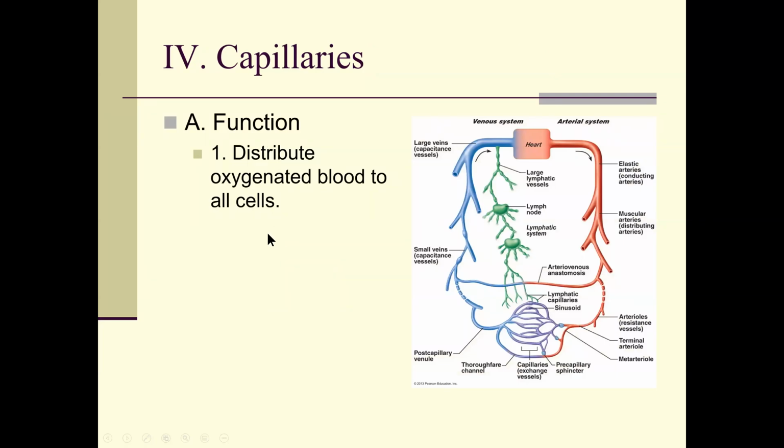Capillaries function to distribute oxygenated blood to all cells. Every cell in our body requires oxygen to function, so we've got to be able to do that. We certainly can't do that through our big elastic conducting arteries. They're too thick. We have to get down to the level where our blood supply is going to have a single cell, a simple squamous epithelium, and a basement membrane. That way we're going to be able to have exchange going on into the capillary bed.